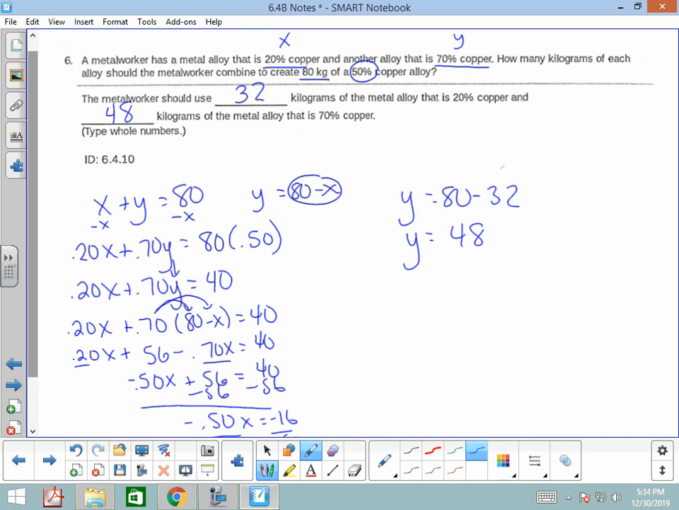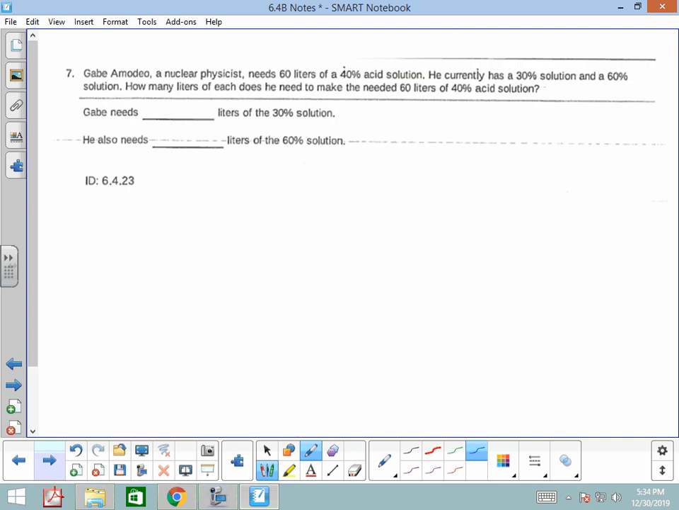Okay. All right. One more with percentages. This person, Gabe, who's a nuclear physicist, needs 60 liters of 40% acid solution. He currently has a 30% solution and a 60% solution. So we'll say x is the 30% and y is the 60%. How many liters of each does he need to make the needed 60 liters of 40% solution? So again, let's do the number equation. x plus y equals 60.